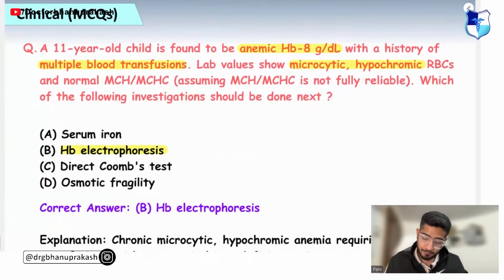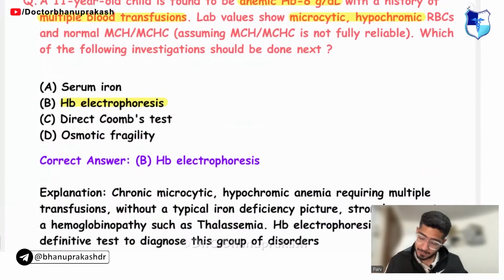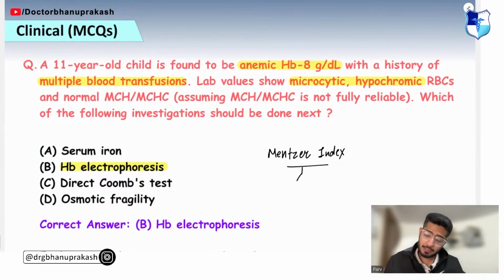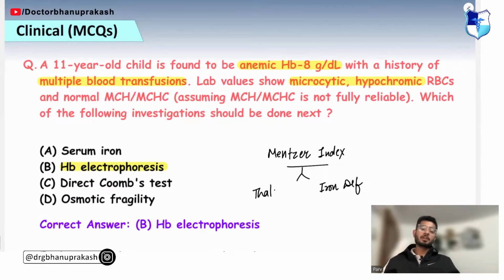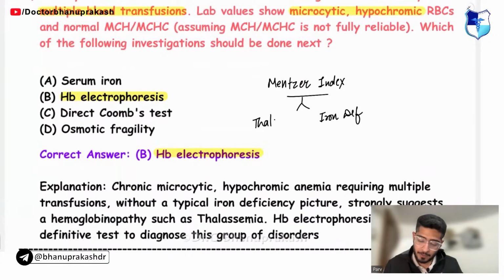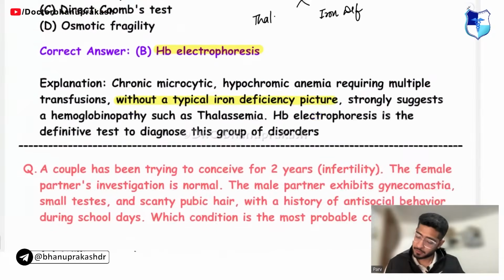Because we have to check for the Mentzer index, to check whether it is thalassemia or iron deficiency anemia. But the problem in this case is that they have not given you the RBC count. That's why we are just seeing the hemoglobin. So we have to do the hemoglobin electrophoresis. Assuming there is no iron deficiency picture given in the MCQ, we have to go for the Hb electrophoresis only.